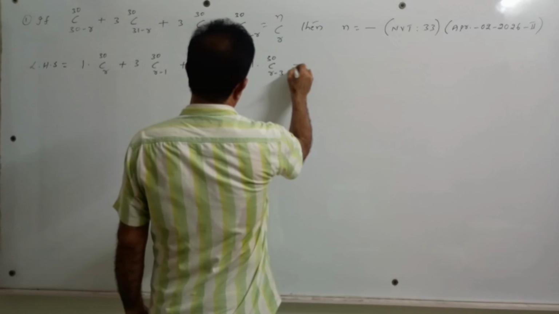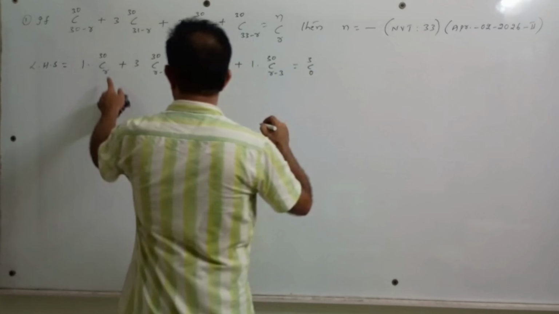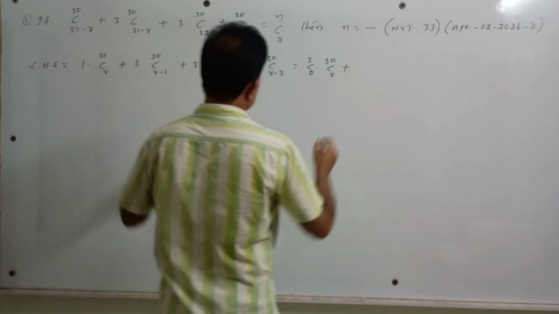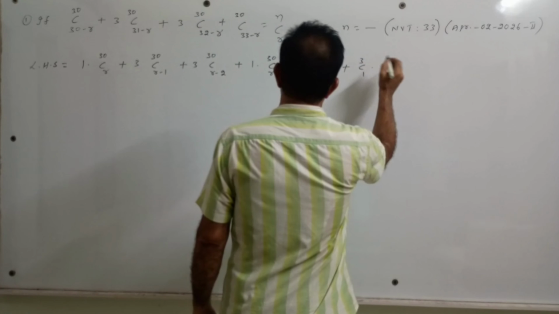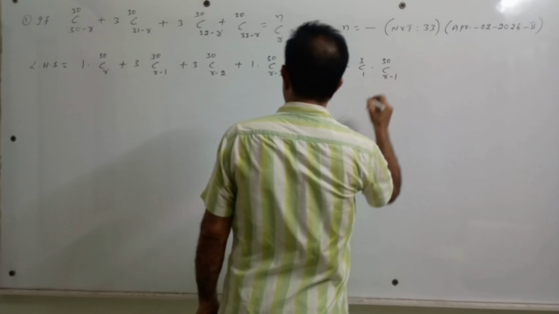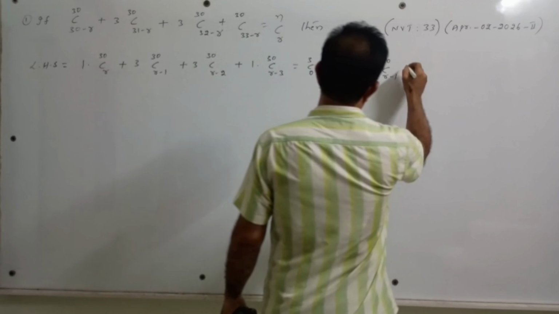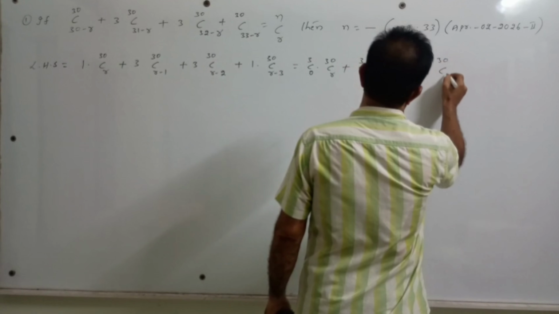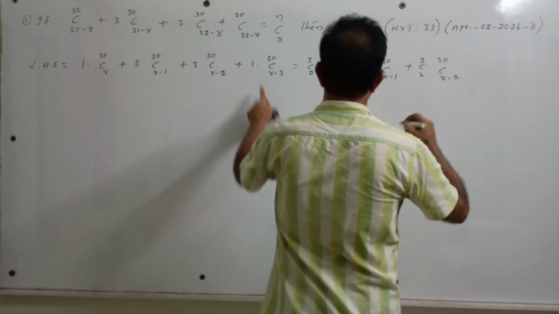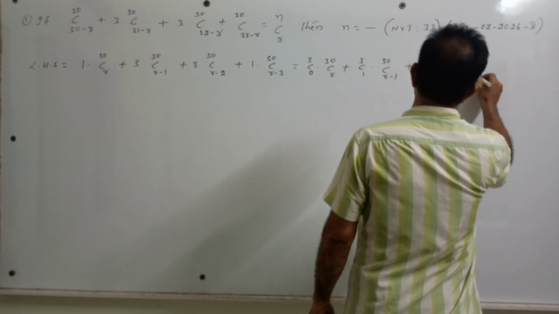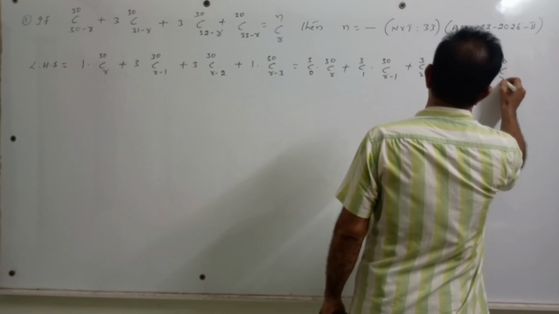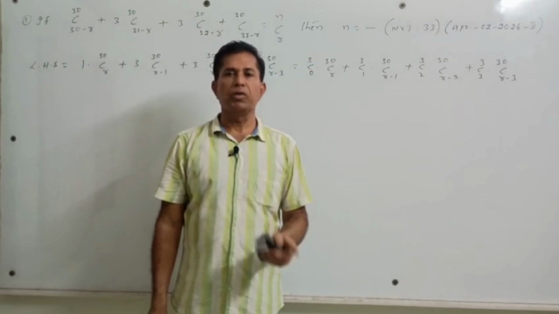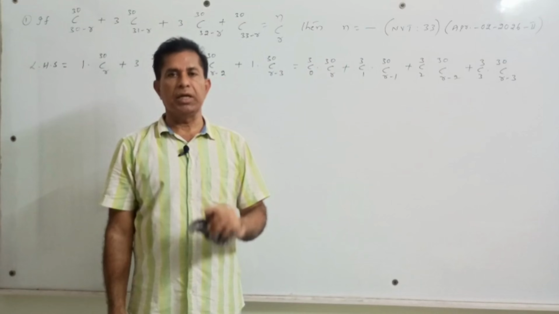So in place of 1 I am writing 3C0, that is multiplied with 30Cr. In place of 3 I am writing 3C1, that is multiplied with 30C(r−1). In place of this 3 I am writing 3C2 multiplied with 30C(r−2). In place of 1 I am writing 3C3 multiplied with 30C(r−3). So the given series was not in the standard form. I modified the given series into standard form.